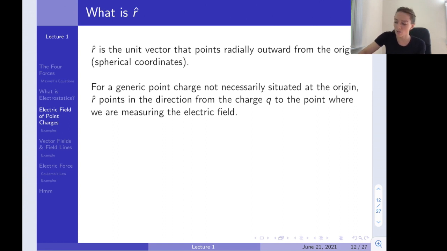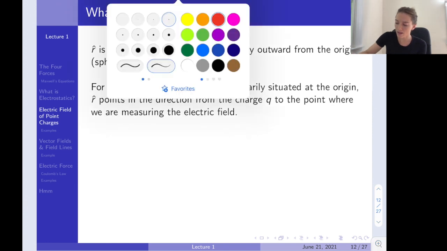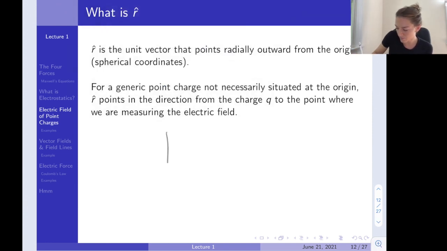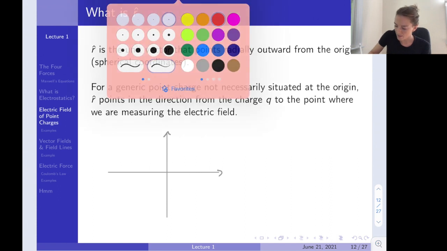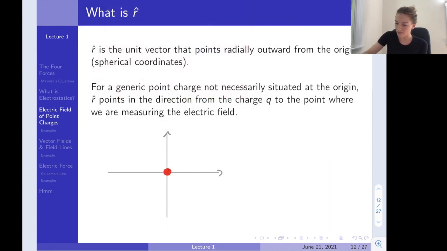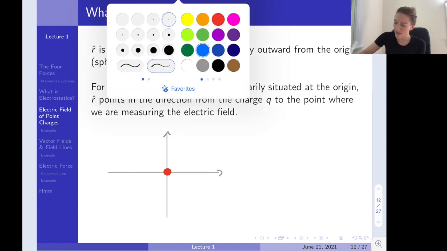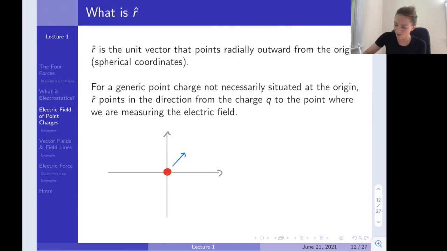If you haven't seen spherical coordinates yet, all it means is that, let's say we have some coordinate system, and we put a positive point charge in the center here. All that means is that our electric field is pointing radially outward from our charge. So in all directions, obviously I can only draw two dimensions here, but in all 3 dimensions, your electric field is pointing radially outward. That's what the r hat vector means.